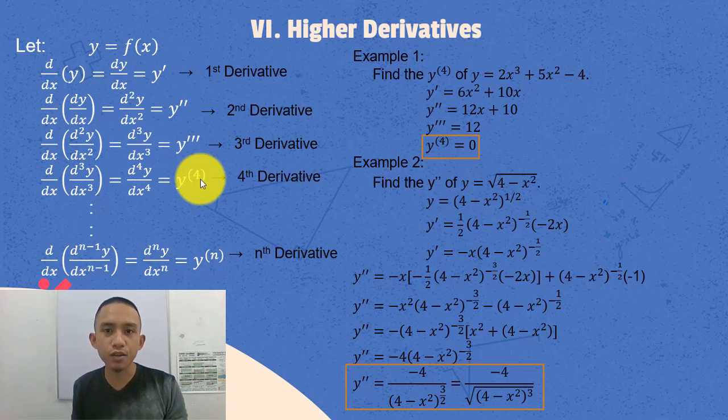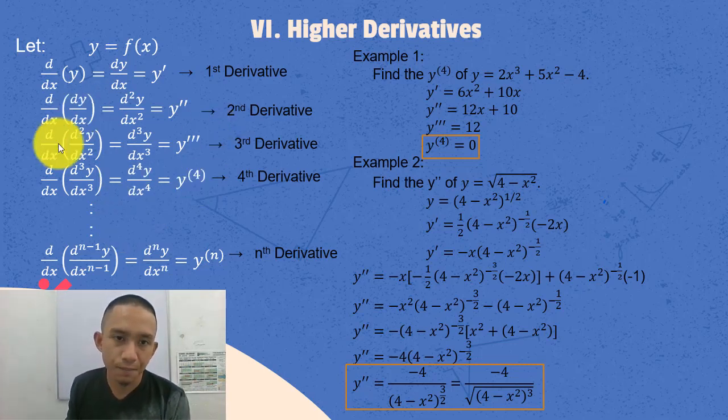That will make your equation ugly. Let's say the 20th derivative, then 20 apostrophes in your y. Then you have the y 20th derivative a lot of times. Of course, that will be ugly.